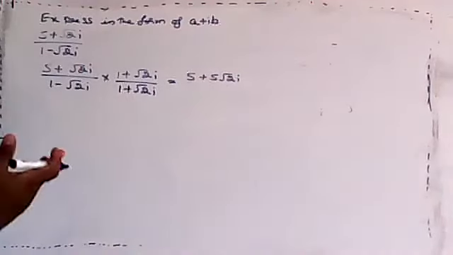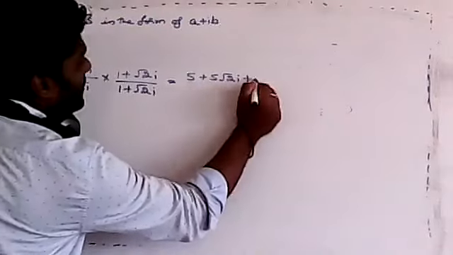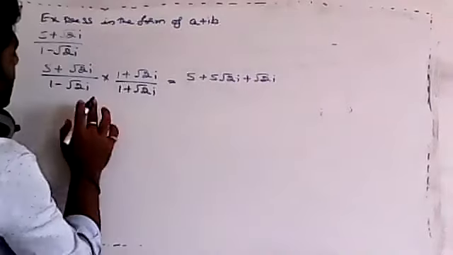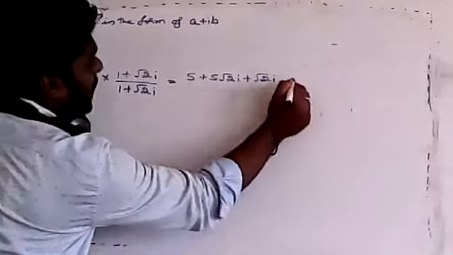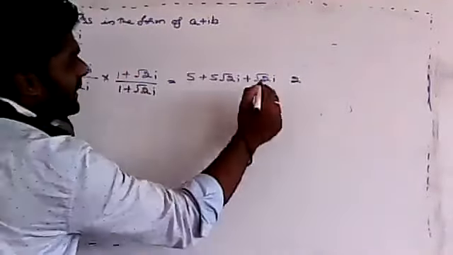Okay. Otherwise, go for the property also. I have given the property. You can apply also. So separately, I'm applying this one. Plus root 2I into 1 is root 2I. Okay. Then if I multiplied here, root 2 into root 2 is what? 2. I into I is what? I square. I square is nothing but what? Minus 1. Correct?